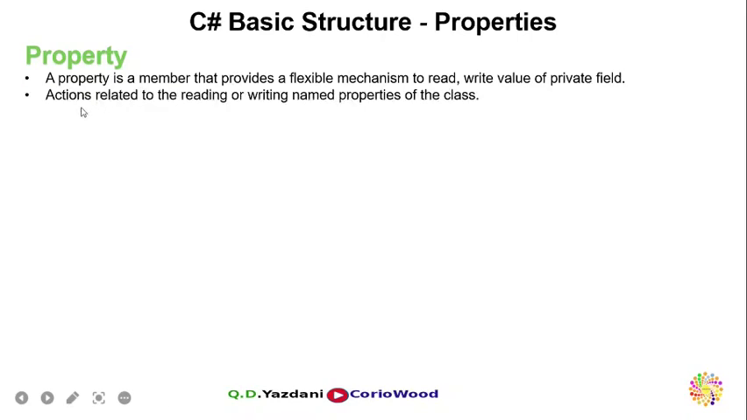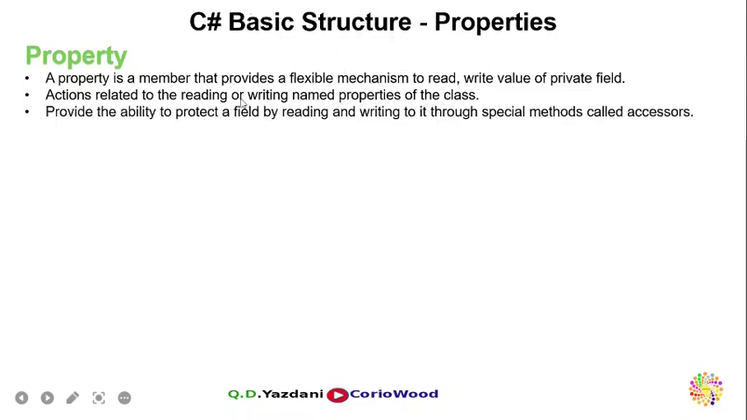Or you can say actions related to reading or writing named properties of the class. Properties provide the ability to protect a field by reading and writing to it through special methods called accessors. So properties can be used as if they are public data members, but they are special methods called accessors. This feature enables data to be accessed easily and helps promote the safety and flexibility of methods.